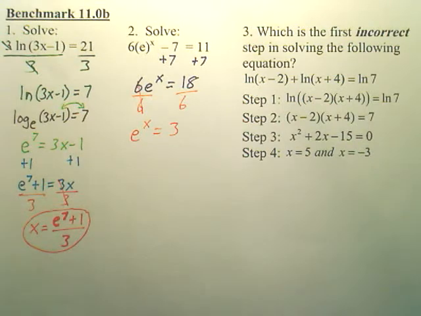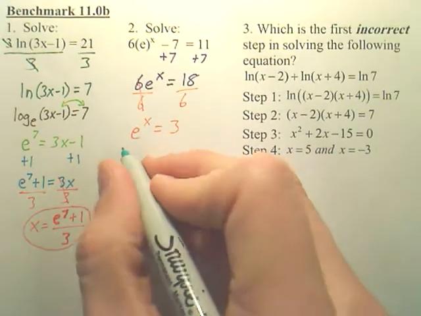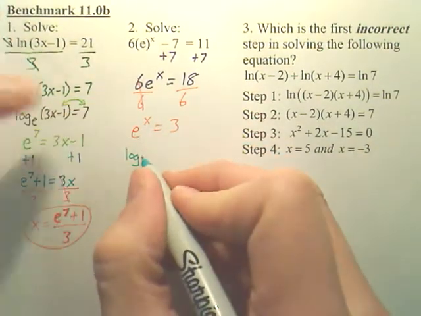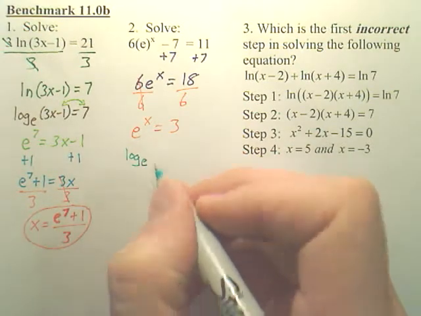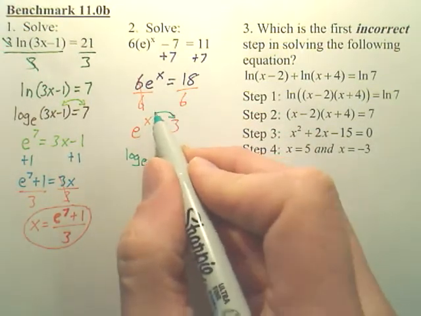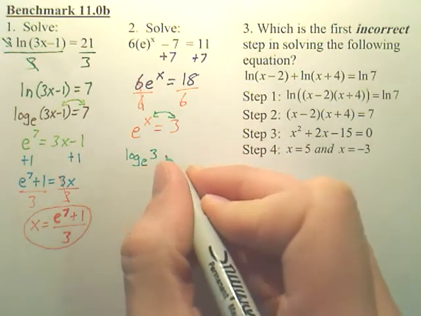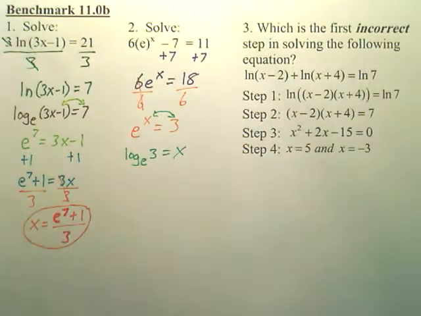And how do you get the x out of the exponent? You make it into a log. So you write the word log. When you write log in front, the e becomes the base of the log, and we switch these two. When you switch those two, you get a 3 here, and you get x here.